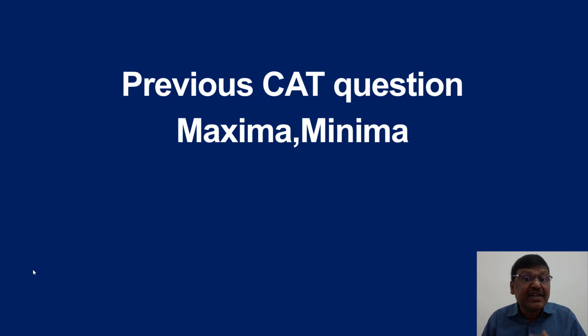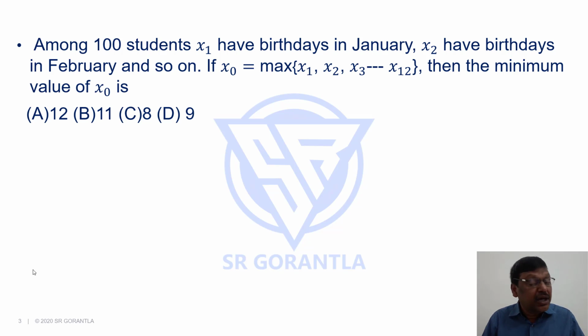In this session, we will discuss a previous CAT question based on the concept of maxima minima. Here comes the question. Can you please pause the video, make an attempt and then continue watching this? Among 100 students, X1 have birthdays in January, X2 have birthdays in February and so on.